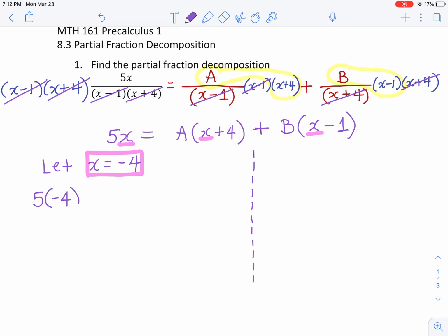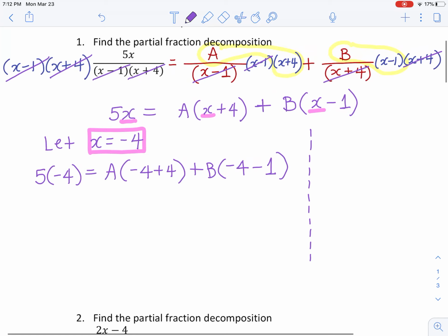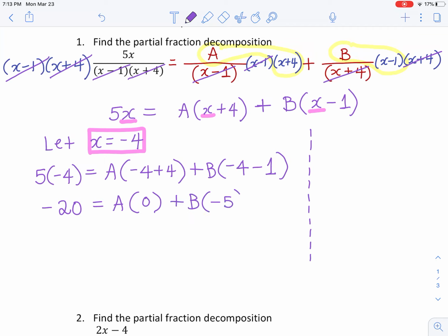5 times -4 equals A times -4 plus 4. You see why I did that? Plus B times -4 minus 1. Let's continue. The left side is going to be -20. You will get A times what number? If you add these two numbers, you will get 0. Plus B times what number? -5. So let me simplify this.